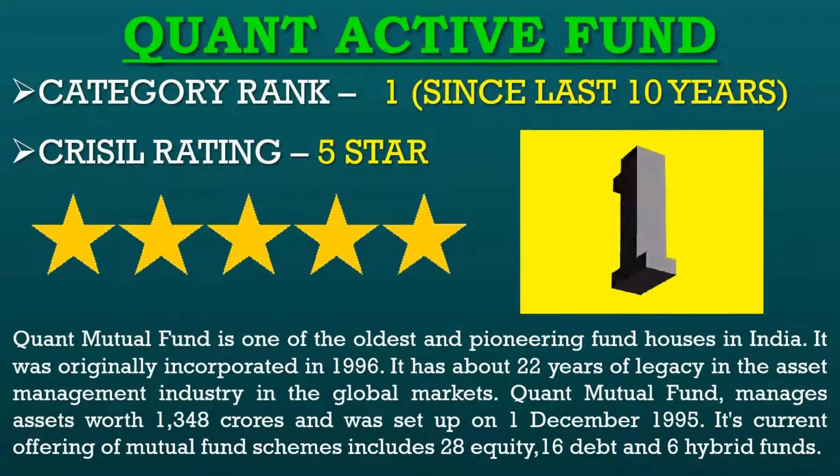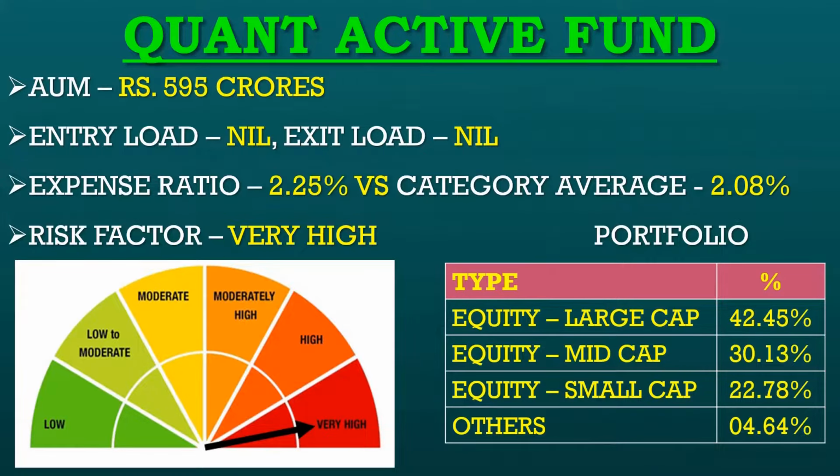This is a 5-star rated fund by CRISIL, which is a global analytical company providing ratings and is India's leading rating agency. Talking about the AMC or the fund house, Quant Mutual Fund is one of the oldest and pioneering fund houses in India. The company manages assets worth 1,348 crores and was set up on 1st December 1995. Its current offering of mutual fund schemes includes 28 equity, 16 debt and 6 hybrid funds. The total AUM for this fund is 595 crores.